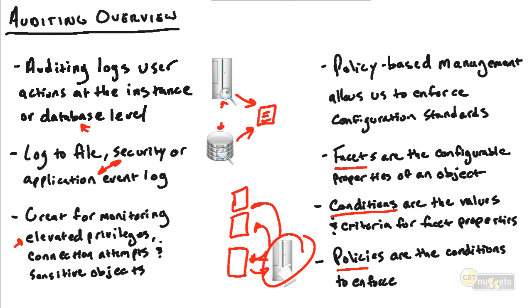All right, why don't we head over to the Virtual Nugget Lab? We'll start with how to implement auditing and create instance and database level audits, and then we'll take a look at how to implement policy-based management at the instance level and then across the enterprise.